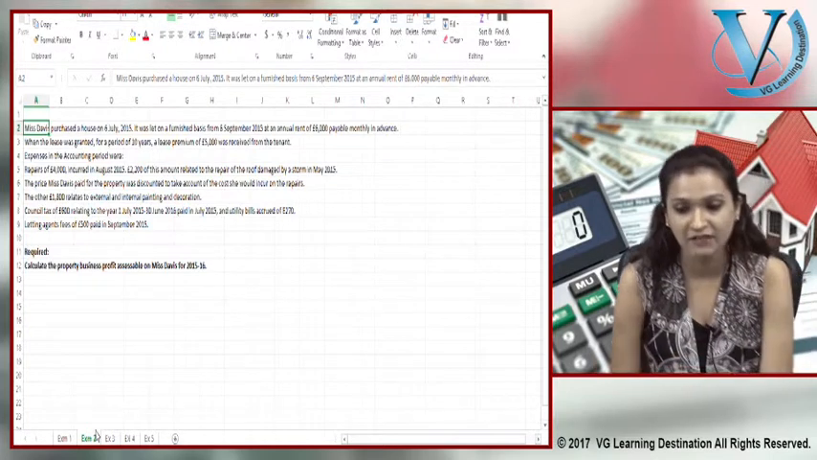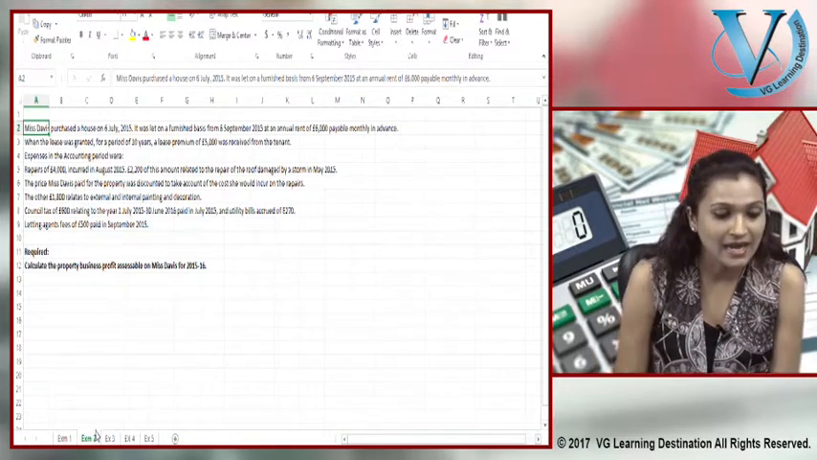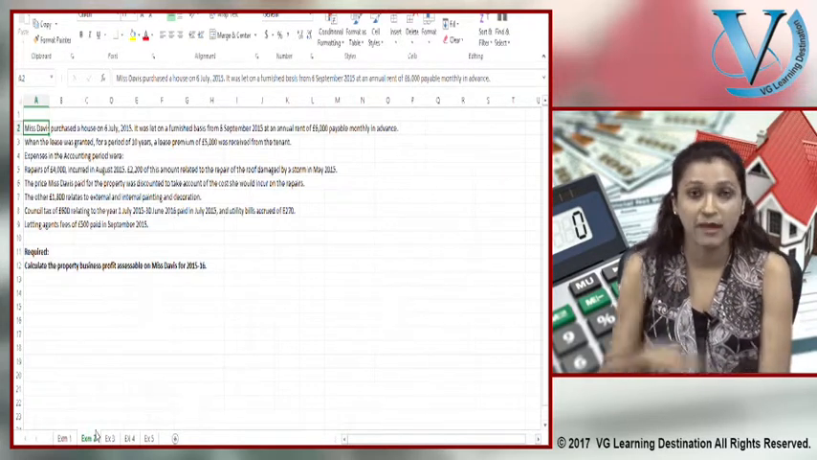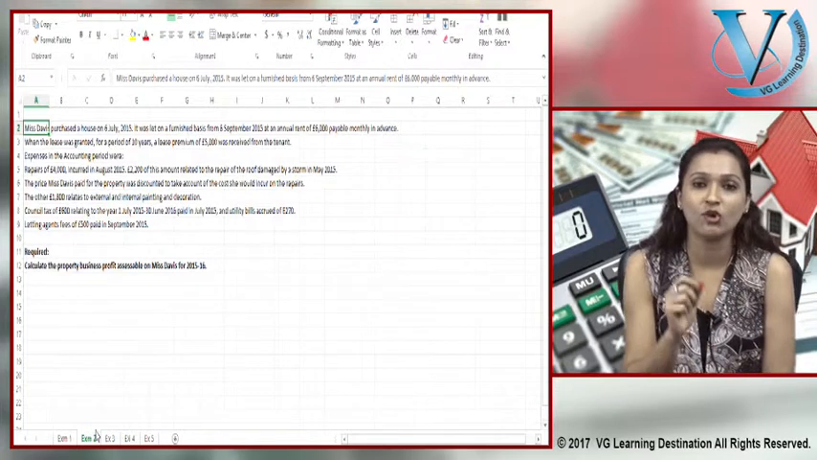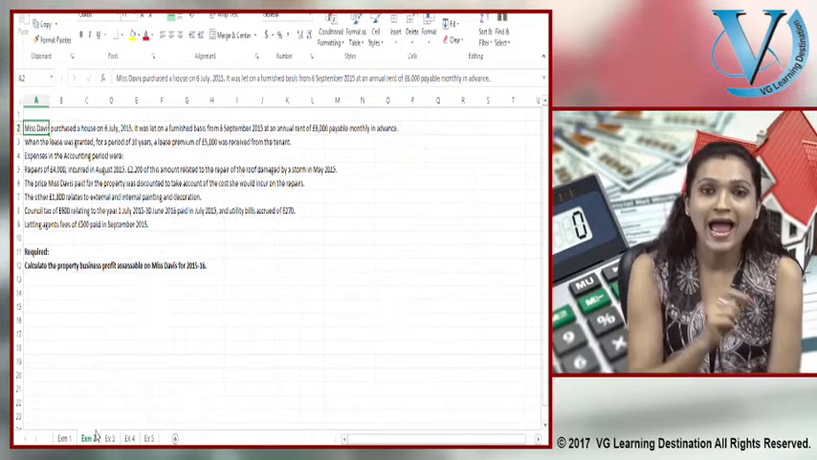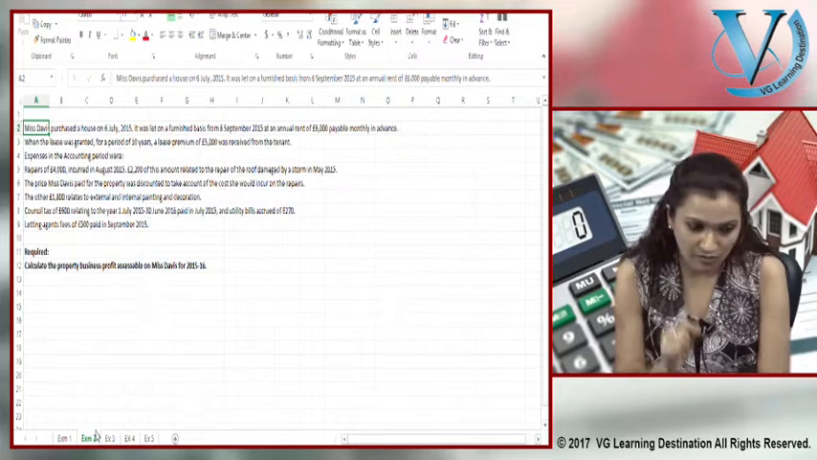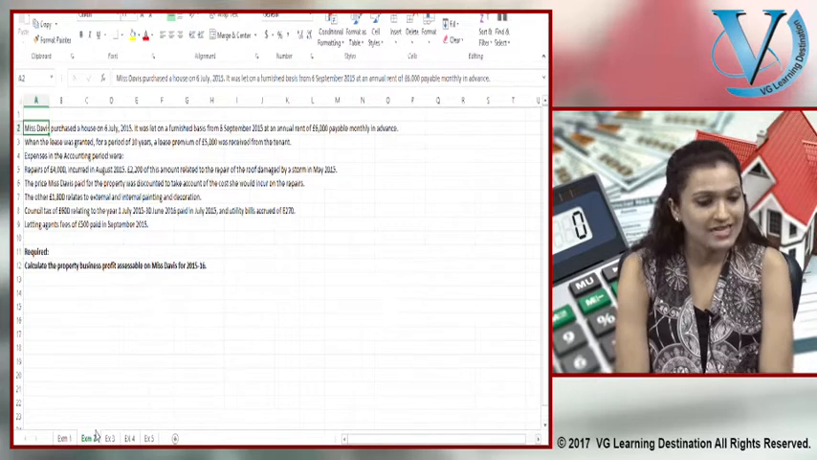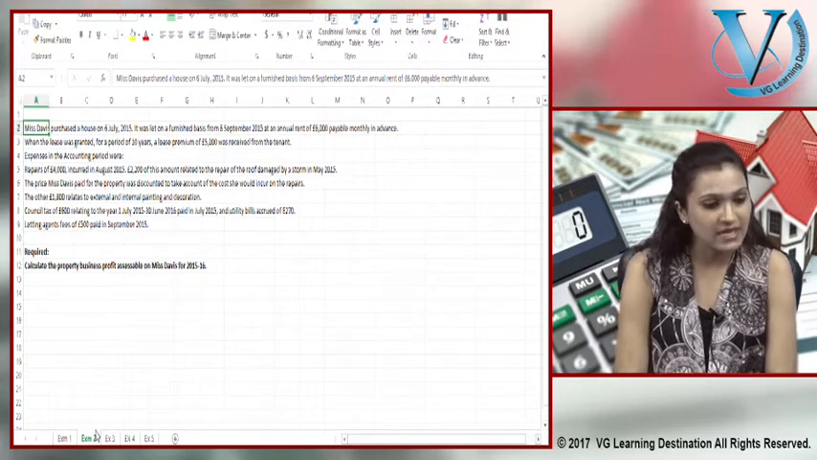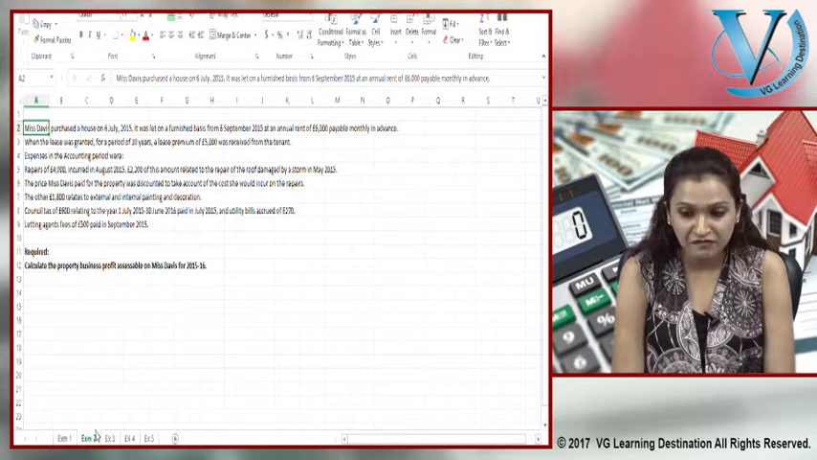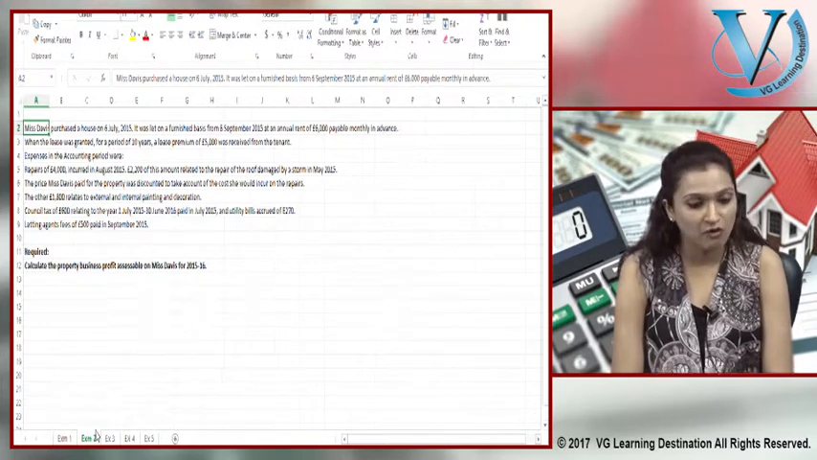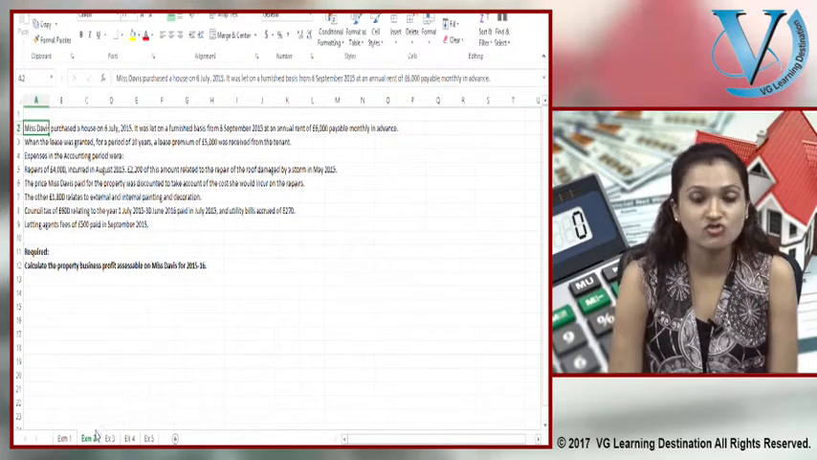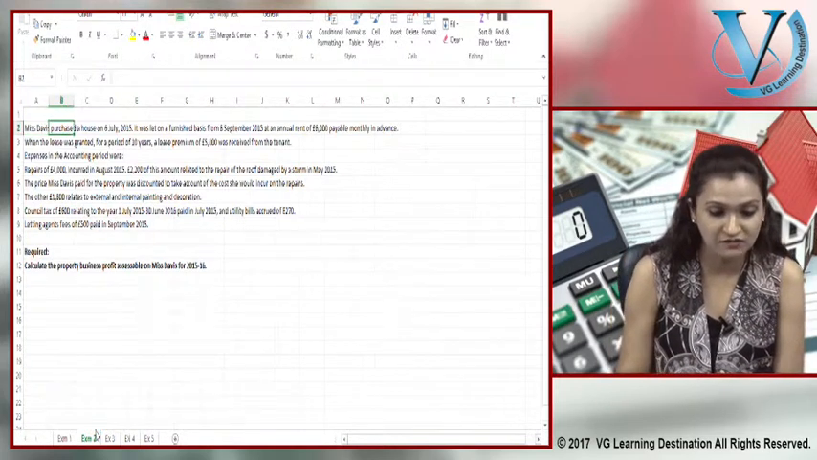When the lease was granted for a period of 10 years, a lease premium of £5,000 was received from the tenant. Remember, only the income element of this gross lease premium is what you're going to add up in your property business profits. Expenses in the accounting period are as follows. Repairs of 4,000 incurred in August 2015. 2,200 of this amount relates to the repair of the roof damaged by a storm in May 2015.